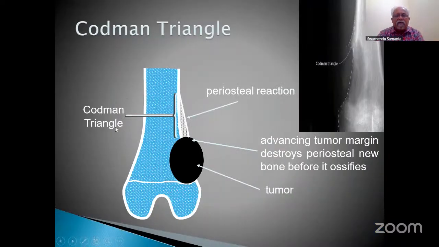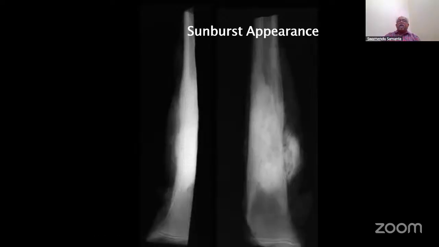If you find this sort of picture, this is the periosteal reaction you find. This is the periosteum, and this is the advancing tumor. That's why the periosteum has been elevated. And you see this triangle, this is known as the Codman triangle. This is the sunburst appearance, typical. Once you see this picture, you will never forget it in your lifetime, which is known as the sunburst appearance. You see, it is like something has passed into the soft tissue. This is known as the sunburst appearance.